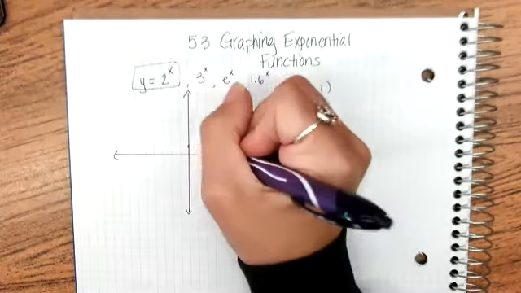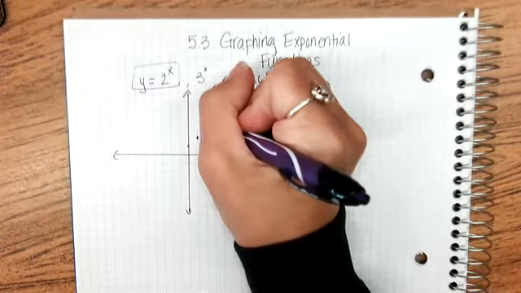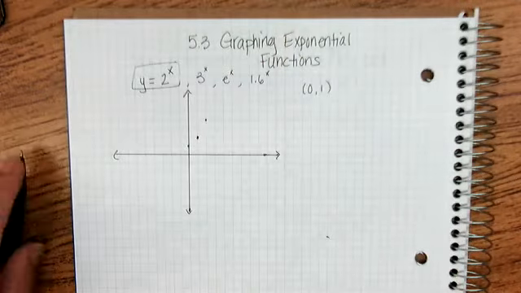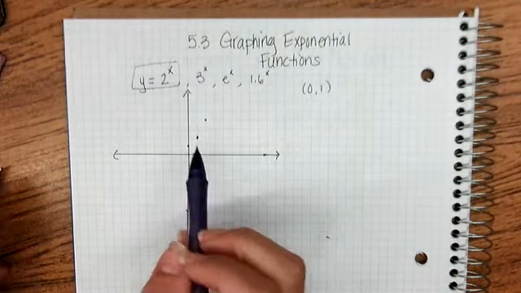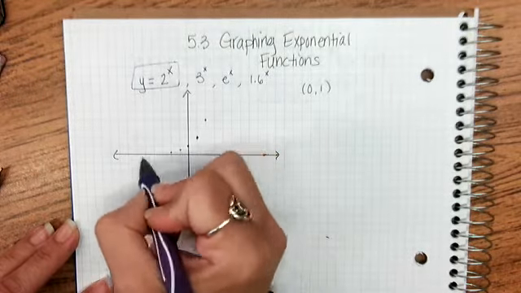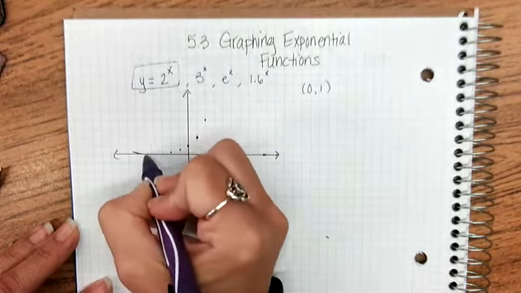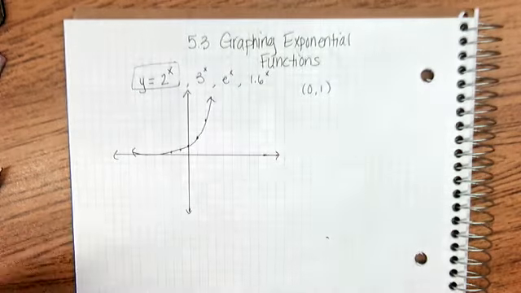So if x is 1, y is 2. If x is 2, y is 4. If x is negative 1, you don't get negative 2. Be careful. If x is negative 1, you get 1/2. X is negative 2, you get 1/4. And you get what should be a nice smooth curve.